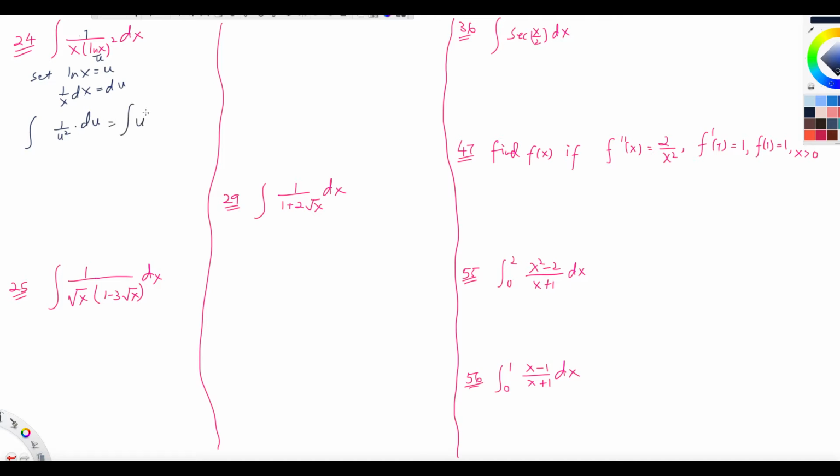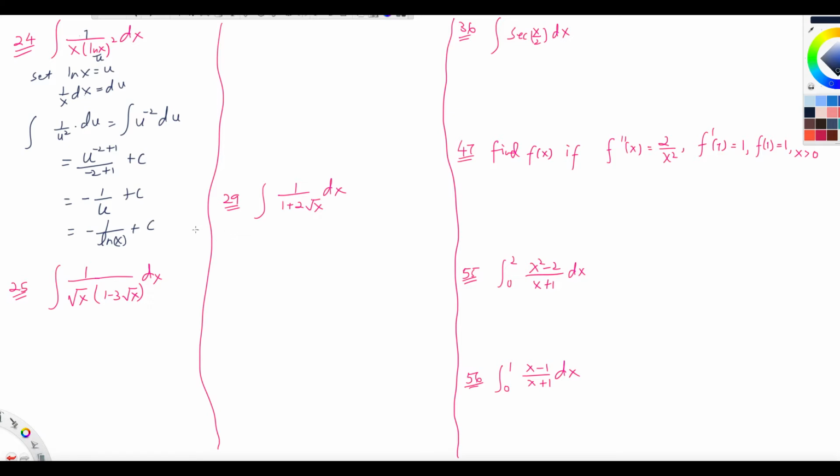So it will be u to the negative 2 du, right? What is the integral formula there then? That can be written as u to the negative 2 plus 1 over negative 2 plus 1, plus c. Negative 2 plus 1 will be negative 1, so you get u to the negative 1, which can be written as 1 over u. There is a negative sign here, so that is negative 1 over u plus c. But what is u though? u is natural log of x, right? So negative 1 over natural log of x plus c is the final answer.